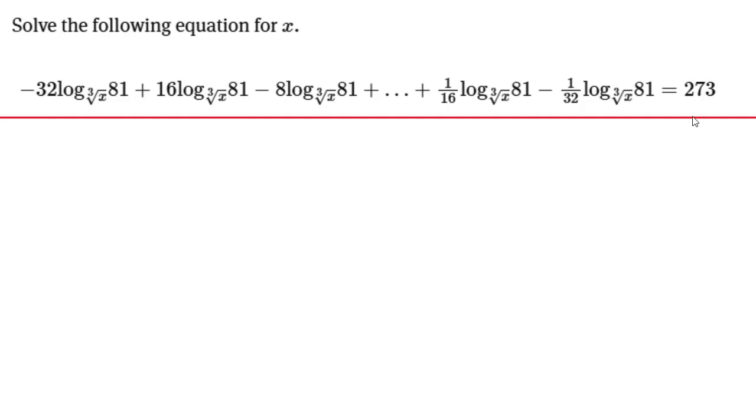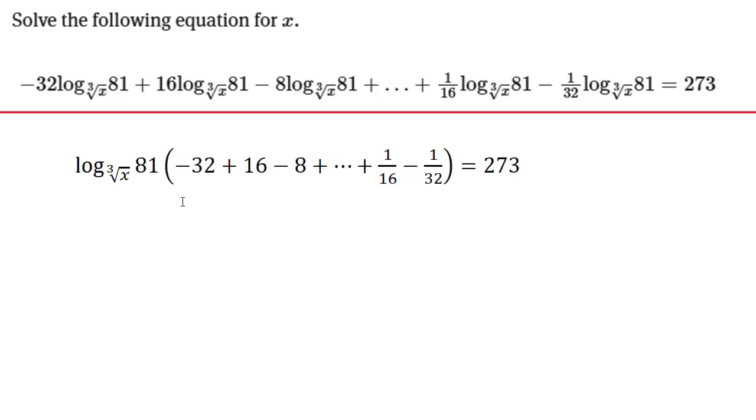Some of you divided through by this. You can't divide through by it because of that 273. So you've got to try and lay your work out well here. There's two separate problems now. I've got this inside there. That's just a geometric progression.